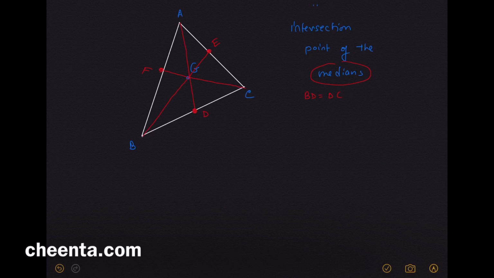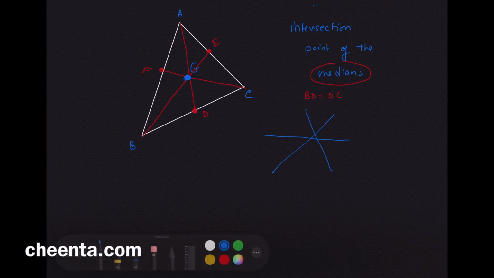Now it's not immediately clear why these three lines should be passing through the same point. I want to make a comment here that if you have in general three lines, they may not pass through the same point. In this case, however, all of them are actually passing through the point G. Now this is a non-trivial theorem. You need to prove that this happens in the special case when you are joining the vertices with the midpoints. So this is a very special scenario.